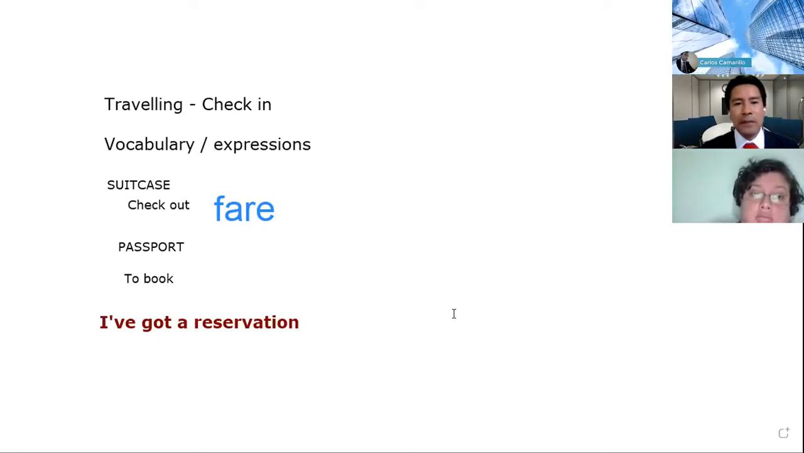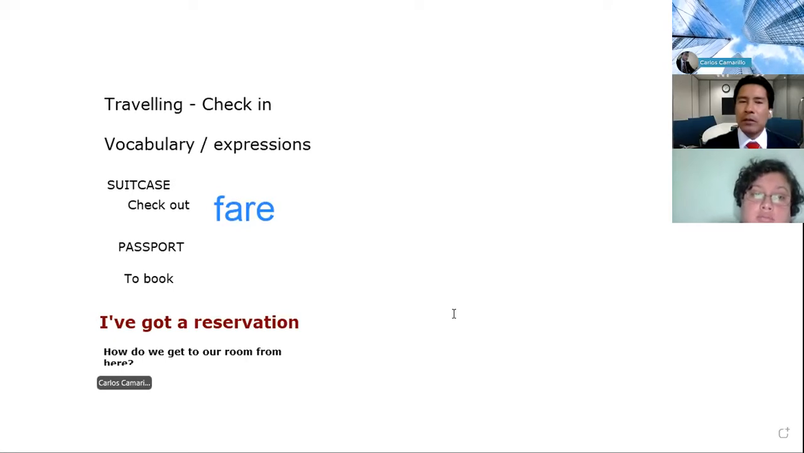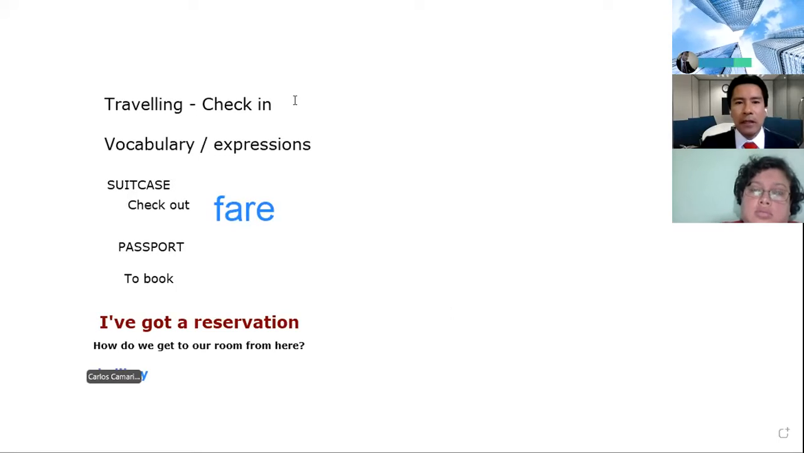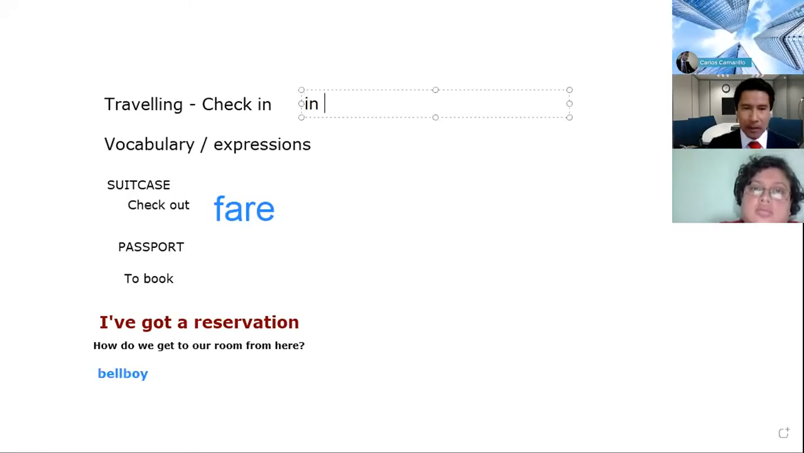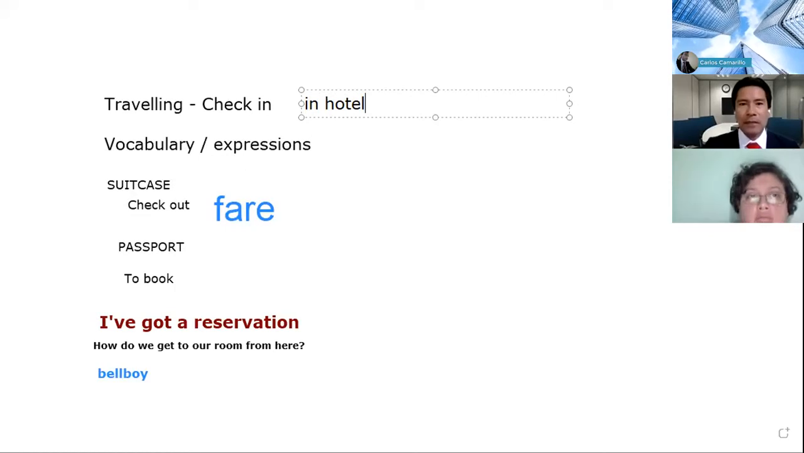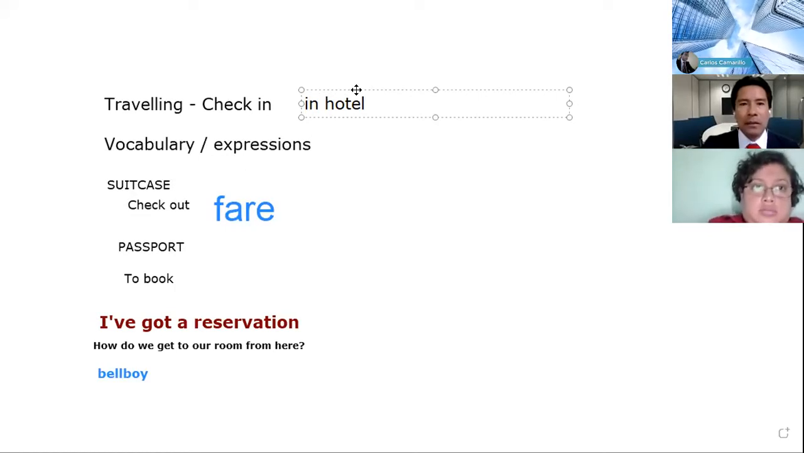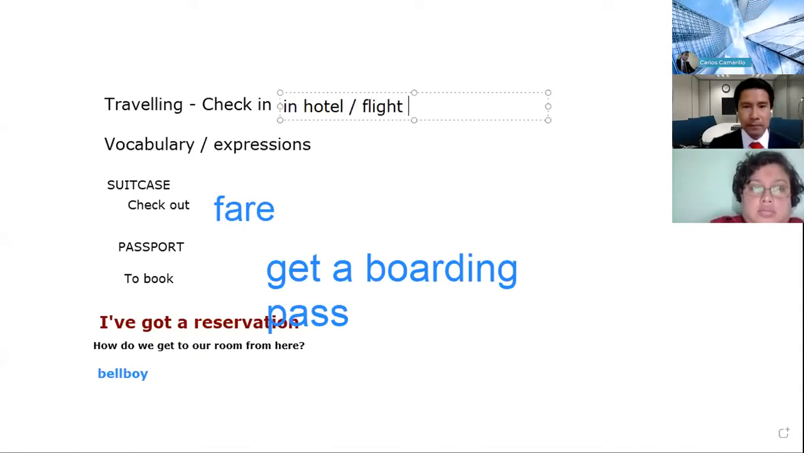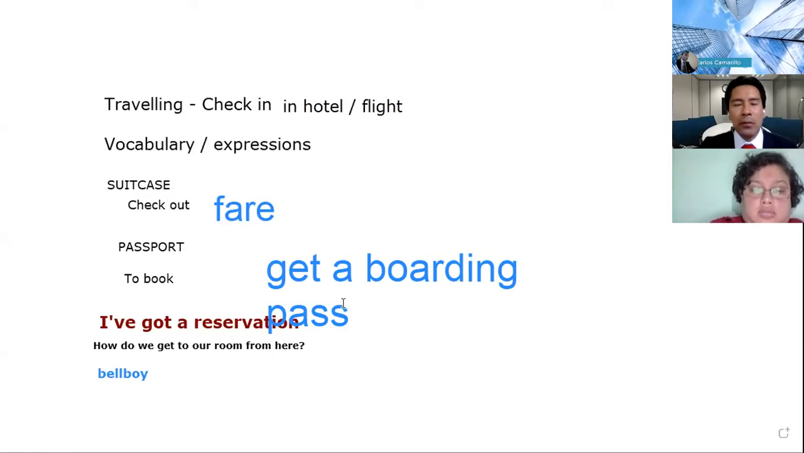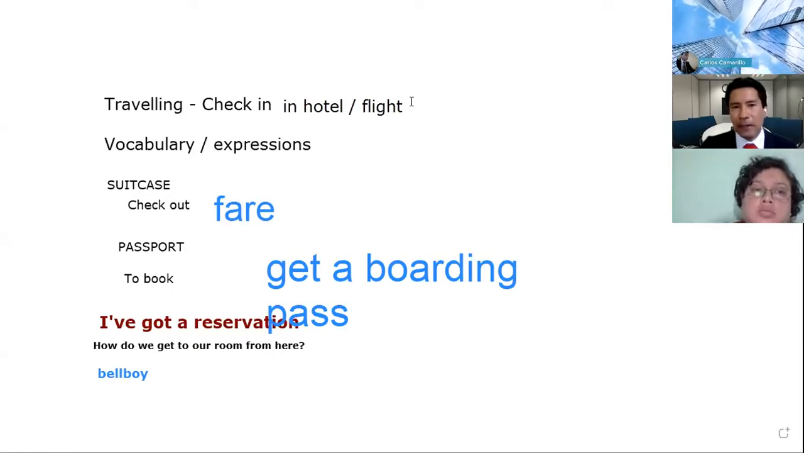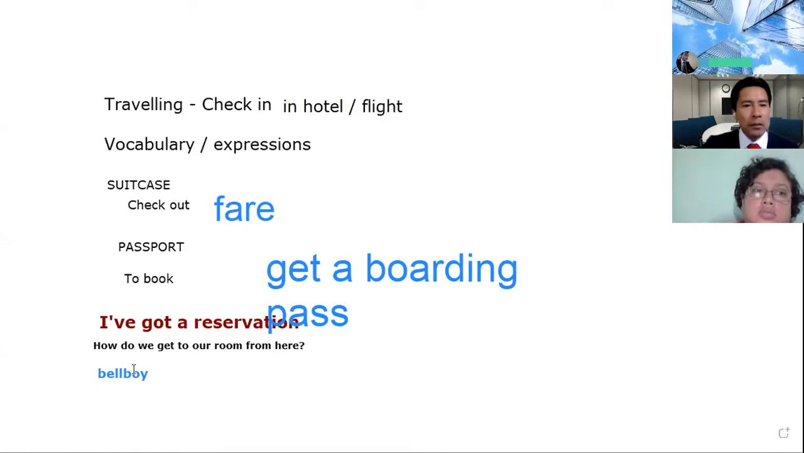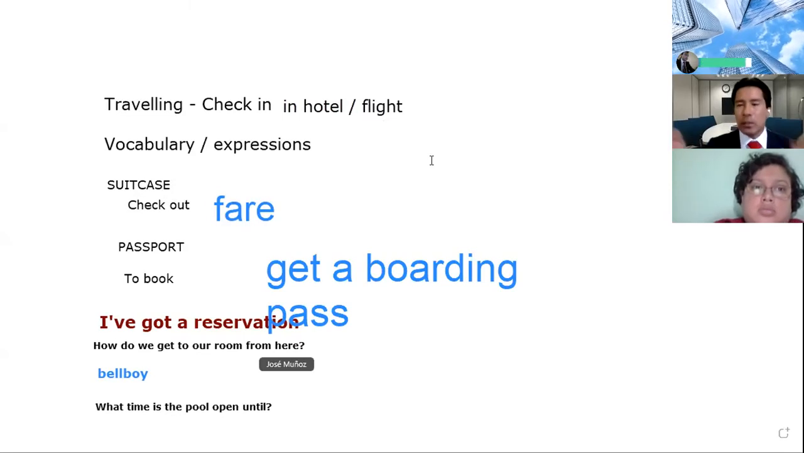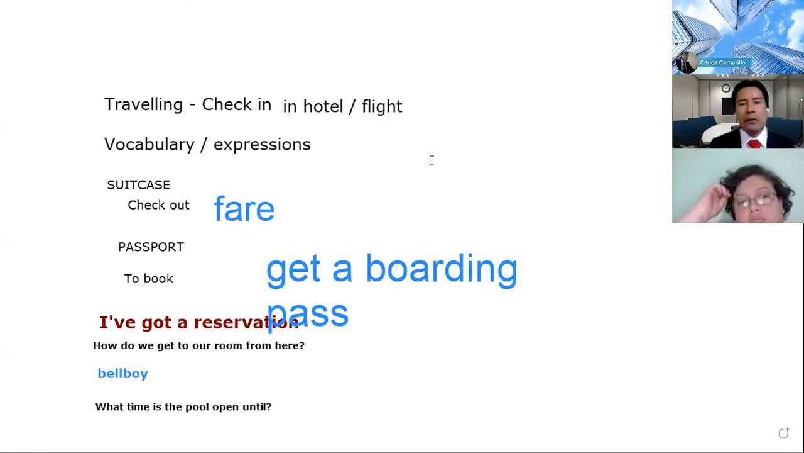Marlene, I've got a reservation in check-in, but in check-in of a hotel, right? That's something that probably we need to clarify. In hotel. Check-in in hotel. Or in a flight. Because if you are mentioning getting a boarding pass, then that is in a flight. But if you are, for example, talking about bellboy or I've got a reservation that is in a hotel, then you need only to clarify if it is check-in in a hotel or check-in in a flight.